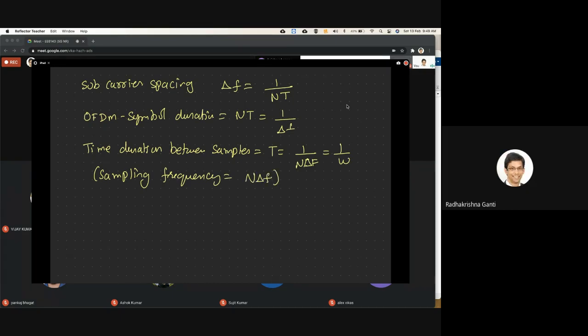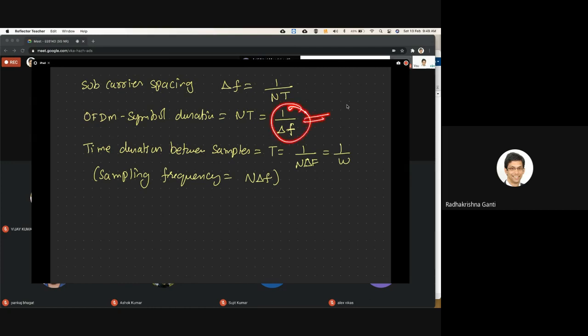So now let's look at this. So what is the time duration? Essentially subcarrier spacing is equal to delta F is equal to 1 by NT. I'm trying to put everything in terms of delta F. I want to remove T. So OFDM symbol duration is 1 by delta F.